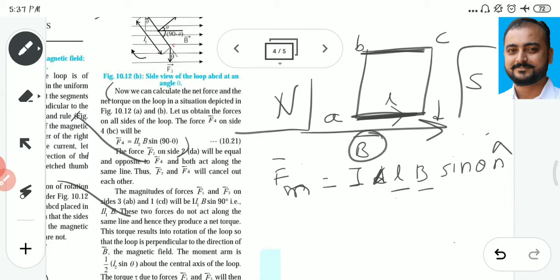They are parallel, meaning they have an angle of 0. So sine 0 has a value of 0. As this is 0, the whole thing becomes 0.